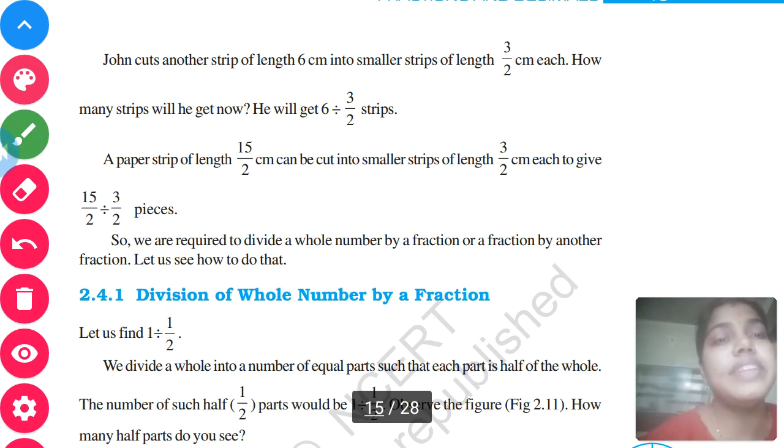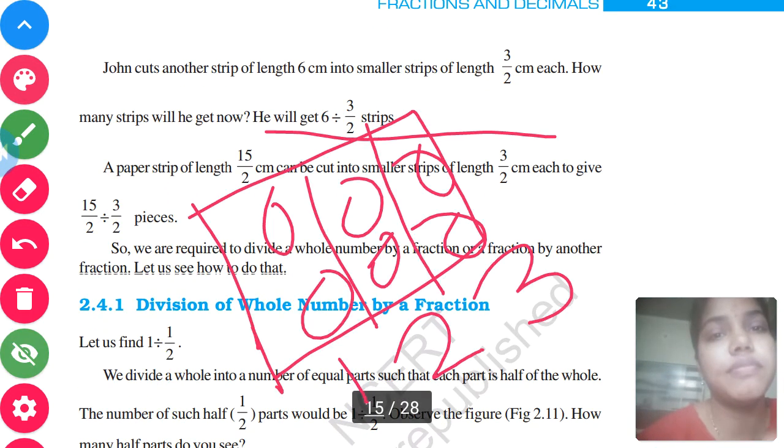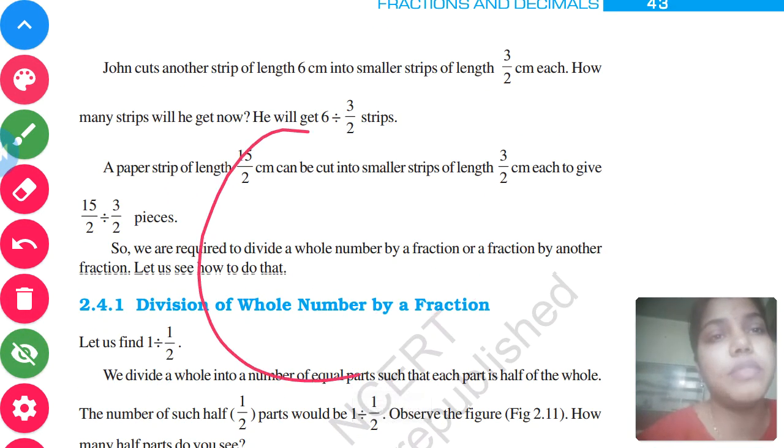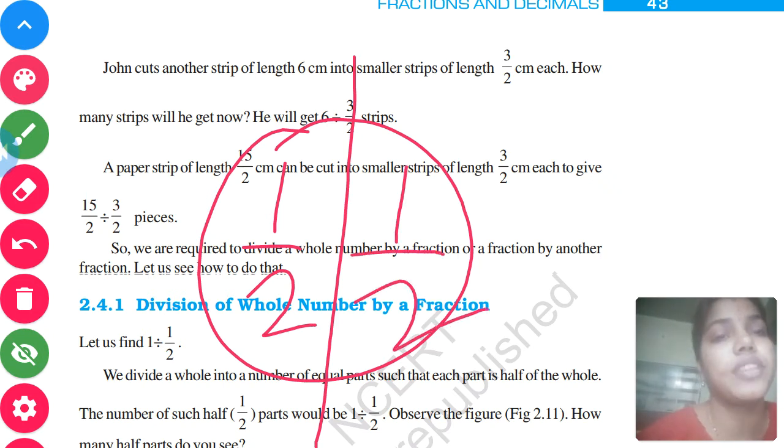Now, a very simple thing: if I want to divide 1 into half. If I take one big circle and I'm going to divide that one circle into half, this becomes your half and your half. That's a very simple thing. You need to understand what kind of fraction it is and how to divide it.